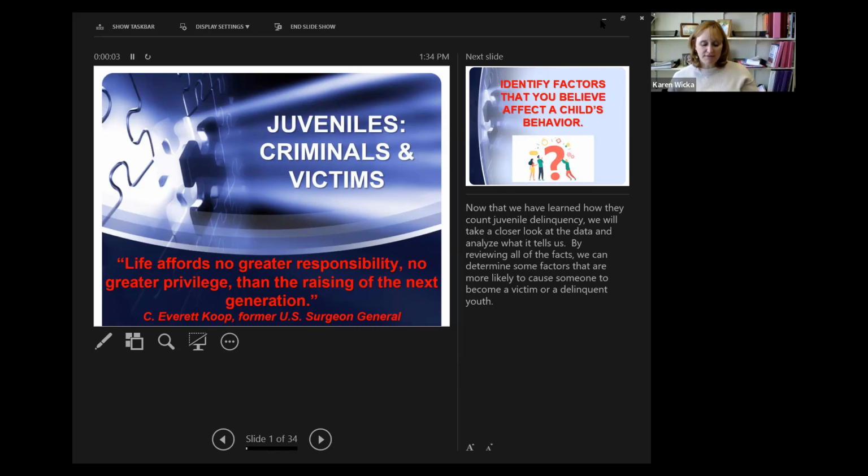And then we know lifestyle changes, so drugs, alcohol, friends, who you're choosing to hang around, those are all factors that can contribute to a higher risk of becoming delinquent.